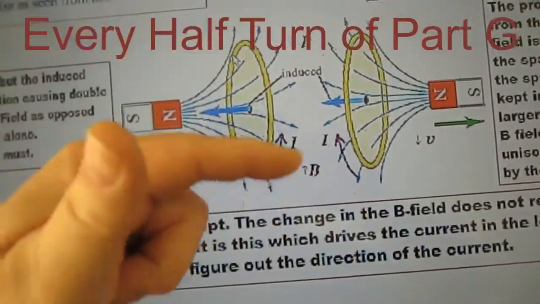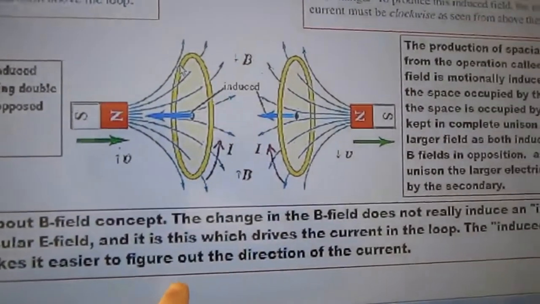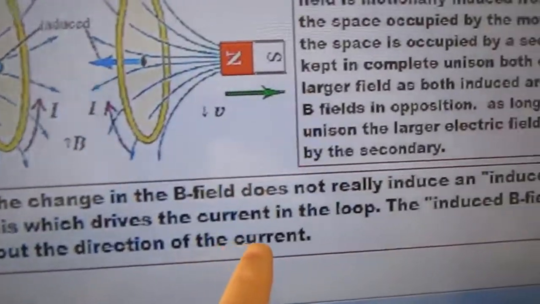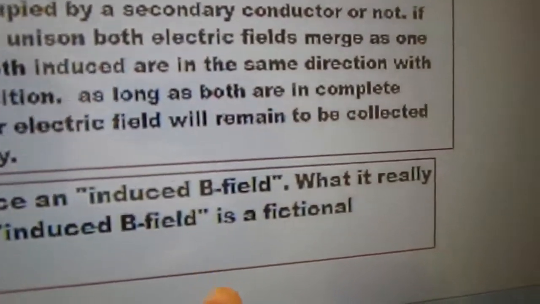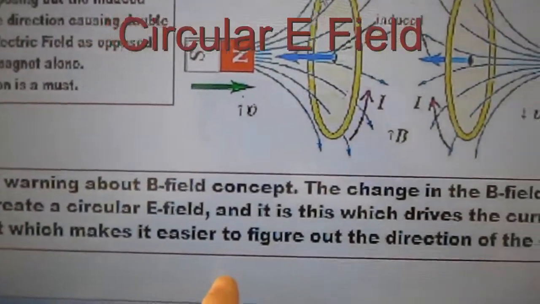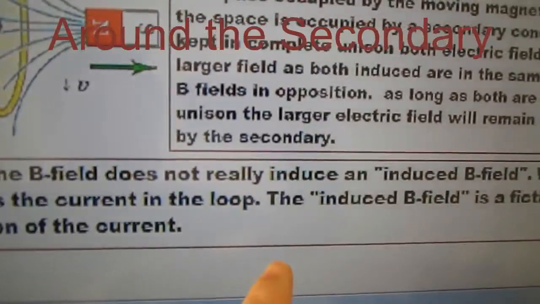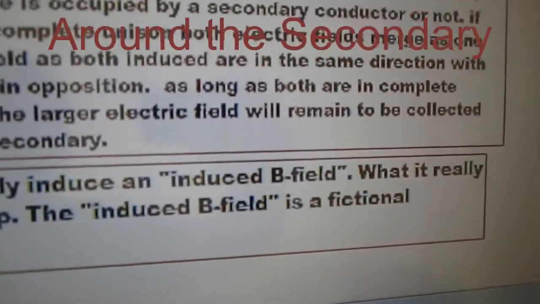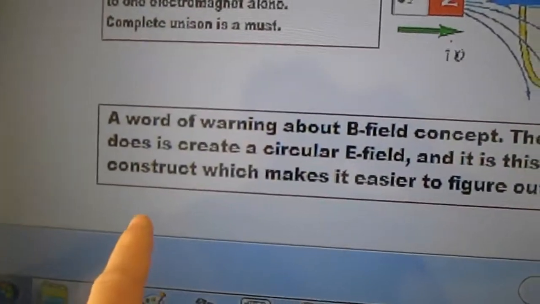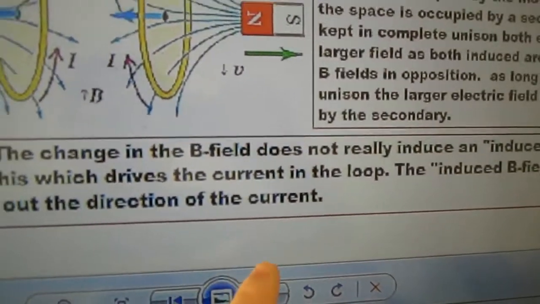It spins this way. Now, a word of warning about the B field concept. The change in B field does not really induce an induced field. What it really does is create a circular field, and that is what drives the current in the loop. The induced B field is a fictional construct which makes it easier to figure out the direction of the current.